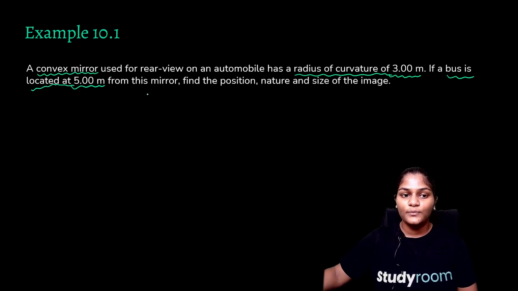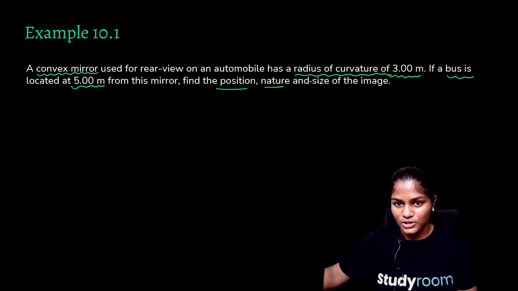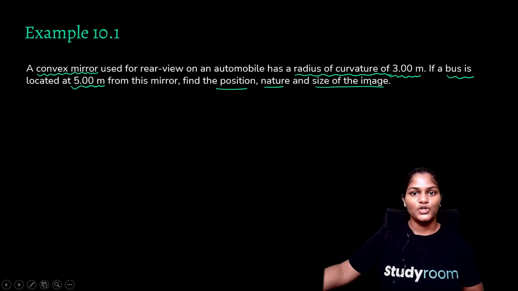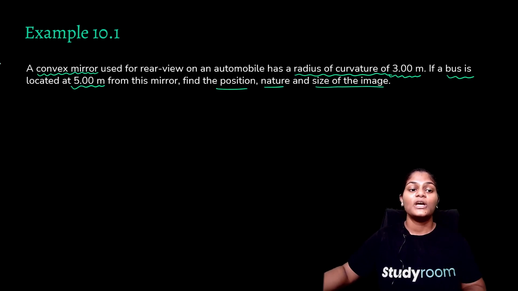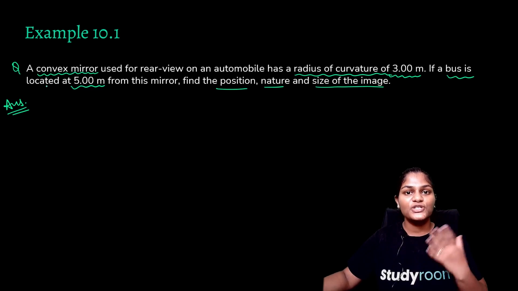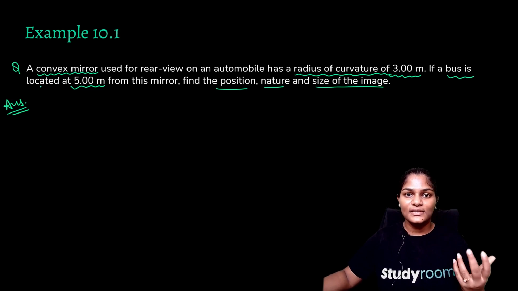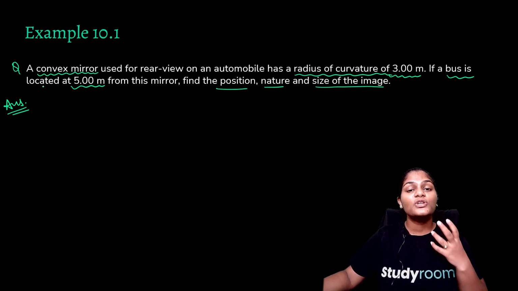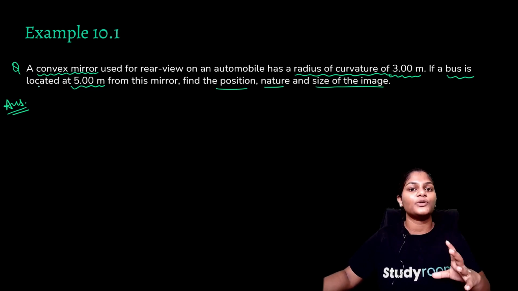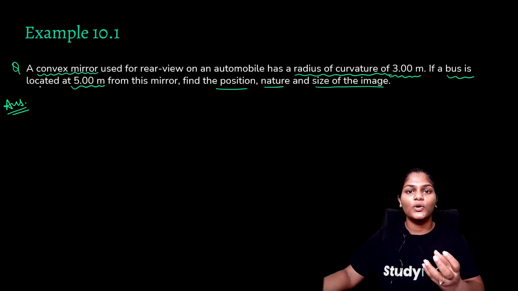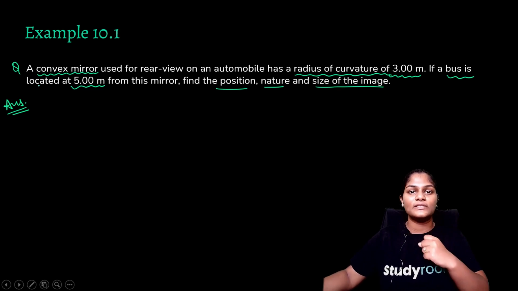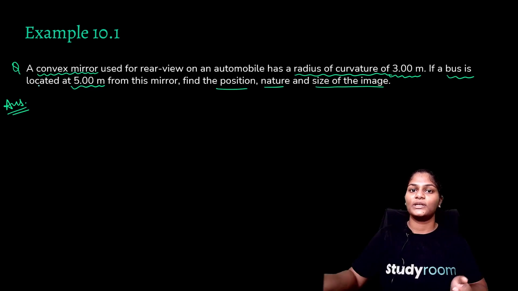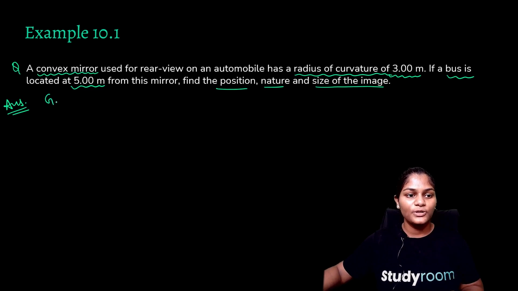And then what do we have to find? We have to find the position, the nature and the size of the image. These are the 3 things that we have to find. So, this was the question given to us. Always, when we are writing an answer, especially a mathematical or science related answer, especially physics, we should always write the things that are given to us. This makes our answer very methodical and very easy to solve because you already have everything you need in front of your eyes. So I am going to write here: given.